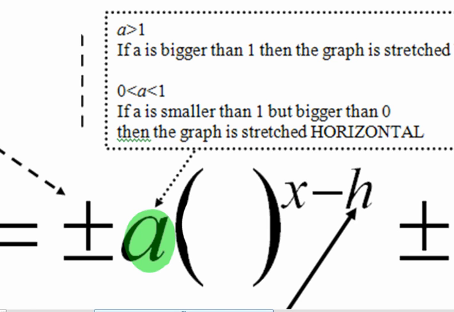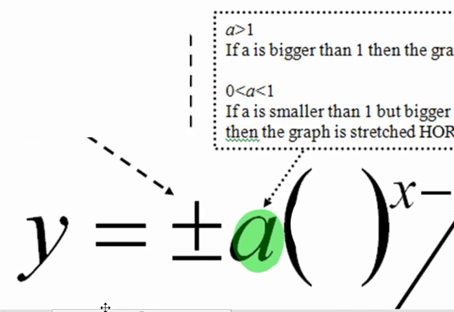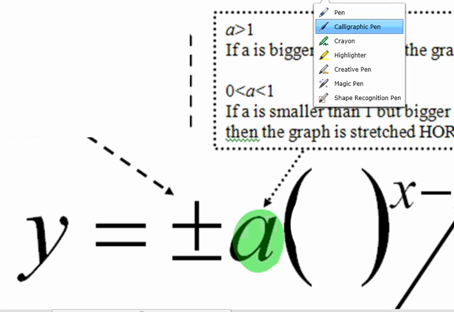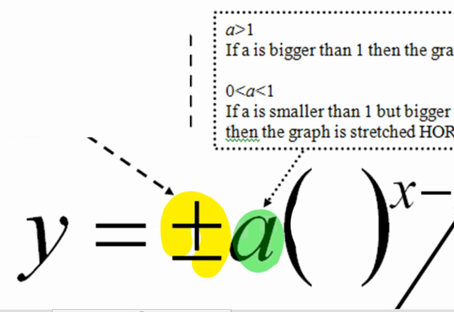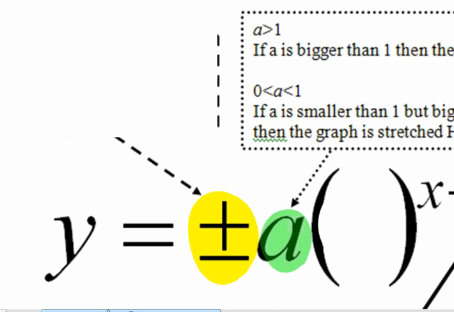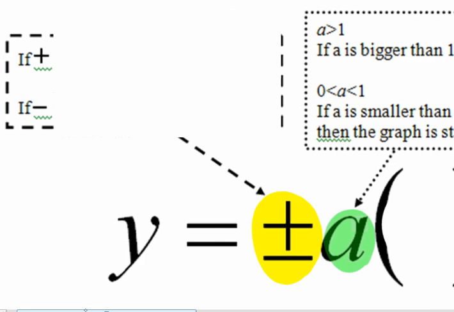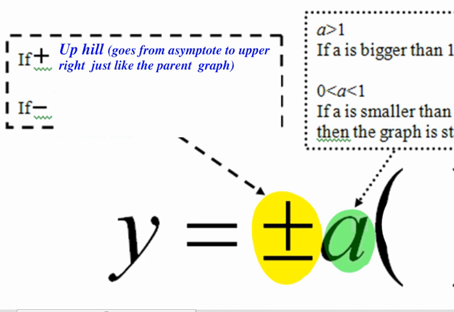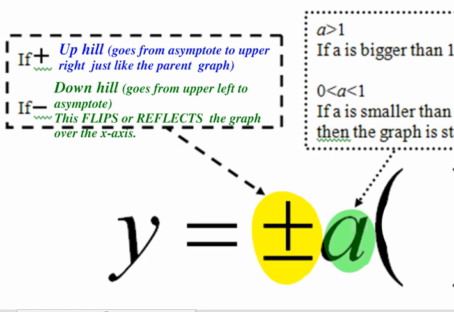Let's talk about the sign in front of our A. What does this sign tell us? Well, just like when we were talking about the linear graph, when it's positive, I've got an uphill. It comes from the asymptote and goes to the right, just like the parent graph. But if it's negative, we have downhill. It goes from the upper left down to the asymptote. This flips or reflects the graph.